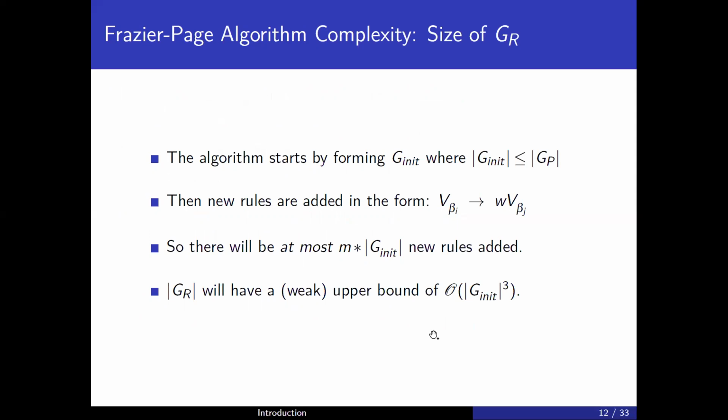If we remember, we add new rules in this format, and WV beta J has to be a suffix of a right-hand rule already in the grammar. So this tells us that we can add no more than M, which is the number of rules in the prefix grammar, times the initial size of the grammar we start with. And so the size of a right linear grammar has an order of the initial right linear grammar cubed.